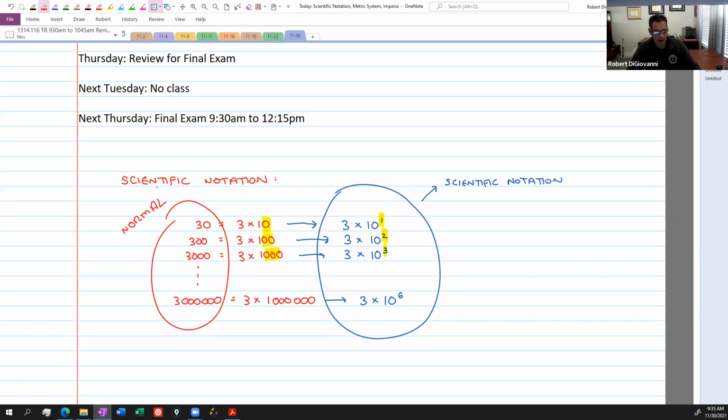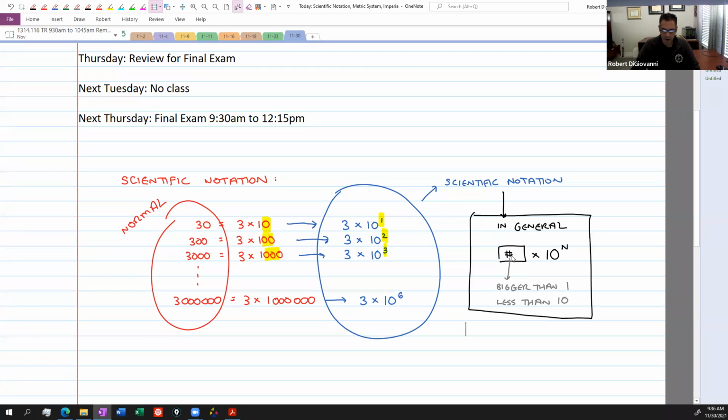So the next thing I want to point out is that in general, when you look at scientific notation, you're going to have some number times 10 to some power, I'm going to say n. And there's one little caveat here. This number has to be bigger than 1, but less than 10. Okay, so that's the general idea behind scientific notation: you're going to have some number times 10 to some power, and the number in front has to be bigger than 1 and less than 10.